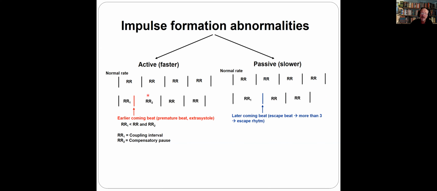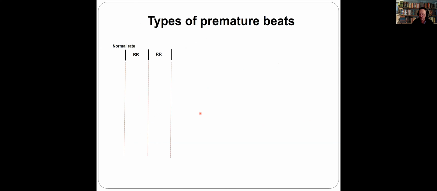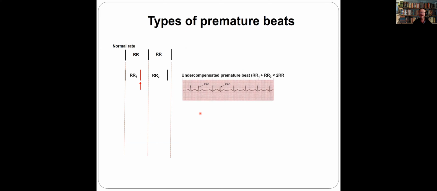When we do have more than 3 early coming beats, that's called paroxysmal tachycardia, for example, that later on we are discussing. Okay, you learn in physiology that there are different types of premature beats based on the compensatory pause. What does it mean? If you summarize the coupling time and the compensatory period, that gives you a result. And if that time is shorter than twice the normal beat interval, that means undercompensated.